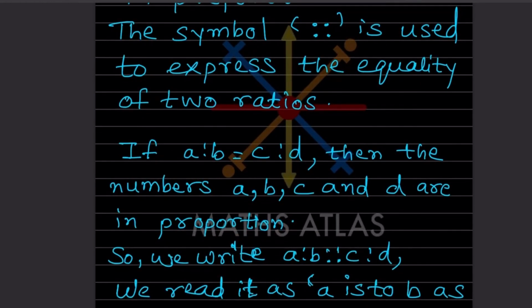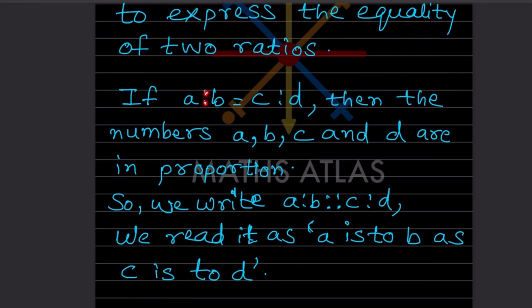Now see here, if A is to B is equal to C is to D, so now the numbers A, B, C, D are in proportion. How can we say? We can also write this equal to as these 4 dots. So now we read it as A is to B as C is to D. Or we can say A is to B is equal to C is to D. Anyways, you can read it.